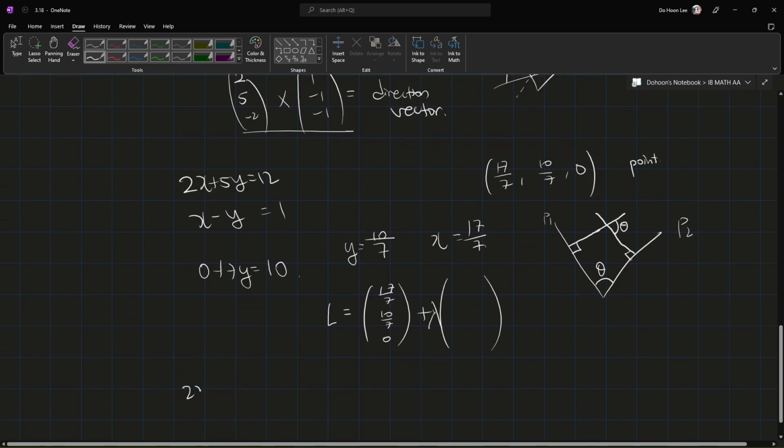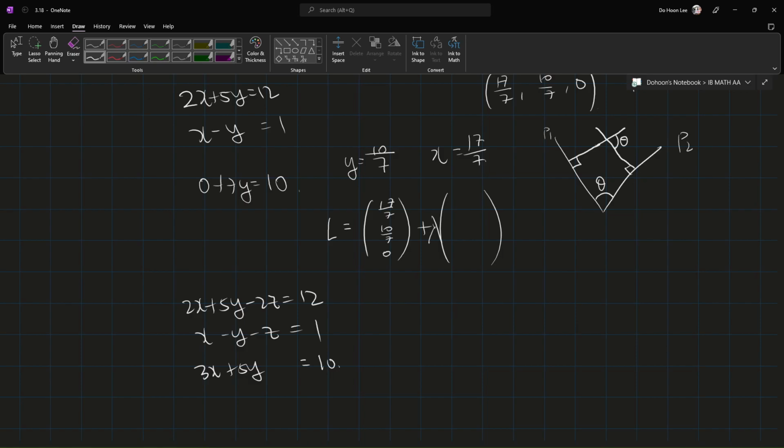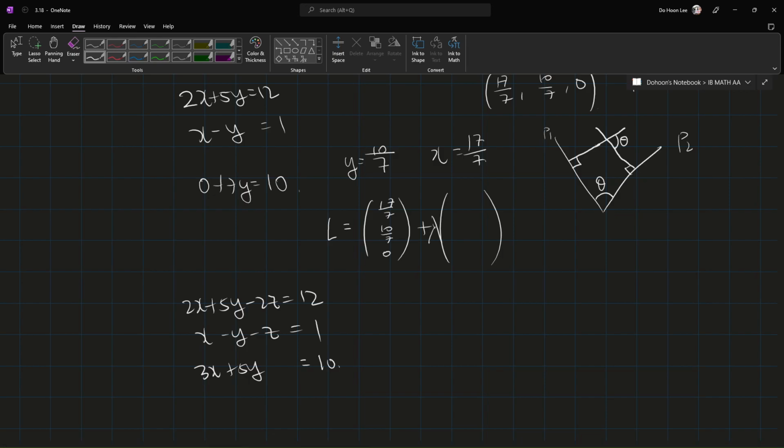So we have 2x + 5y - 2z = 12, x - y - z = 1, and let's just put something like 3x + 5y = 10. Now we have three equations with three variables. This is quite complicated, but it is a system of equations where we can solve for x, y, and z, and from that we can tell the point of intersection of the three planes. Sometimes you'll get a line of intersection if one of the variables doesn't matter, but that happens too.